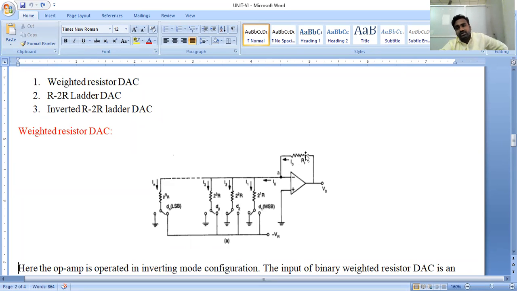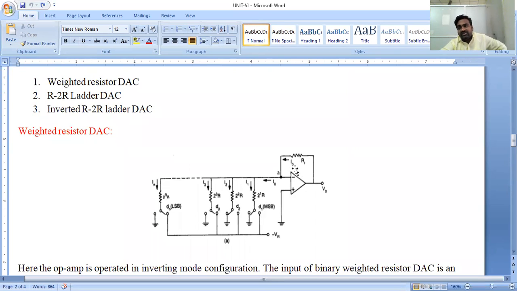So if we see the circuit construction, the operational amplifier has a negative terminal, the inverting terminal, and a positive terminal, the non-inverting terminal. The negative feedback is connected between the negative terminal and the output terminal of the operational amplifier. On the summing circuit, this is the summing resistance, which is connected to the negative terminal, the inverting terminal of the operational amplifier.